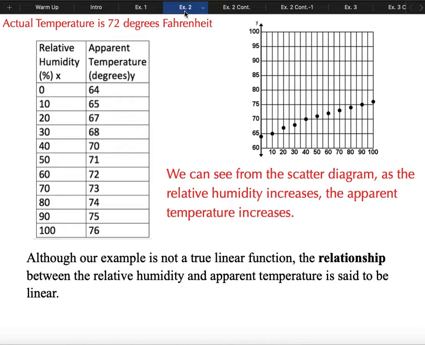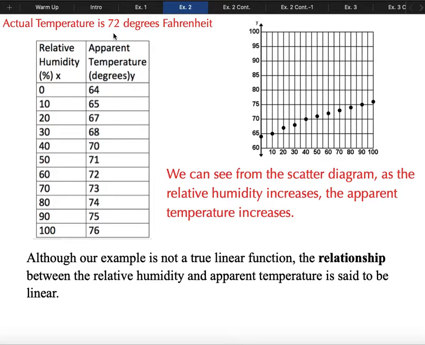All right, moving forward, here I have a data set that's comparing the relative humidity as a percentage with the apparent temperature, okay? So understand the scenario here. Up at the top, we're talking about the actual temperature is 72 degrees Fahrenheit. And then what the data is showing is what the apparent or feels like temperature is based on the humidity outside, okay? So we're very familiar with this in Ohio. We have a lot of humidity, right? So high humidity makes it feel hotter outside than it actually is, okay?